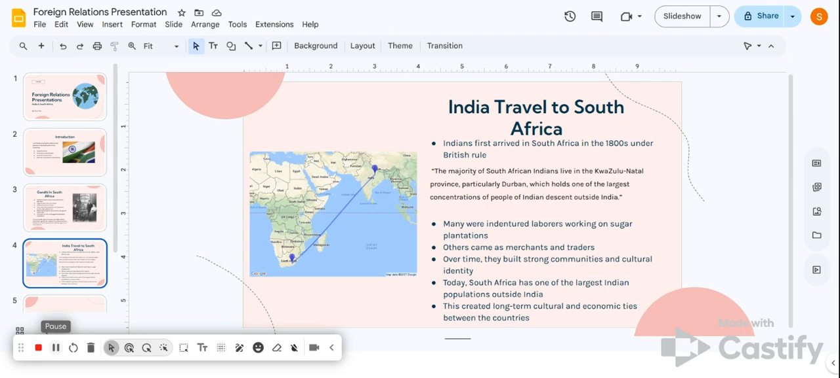Many of the Indians that traveled there were laborers working on sugar plantations. Others came as merchants and traders. Over time, they built strong communities and cultural identity in South Africa. And like I said earlier, South Africa has one of the largest Indian populations outside of India. Because of this travel, it created a lot of long-term cultural and economic ties between the two countries, and these cultural and economic ties are still very prominent today.